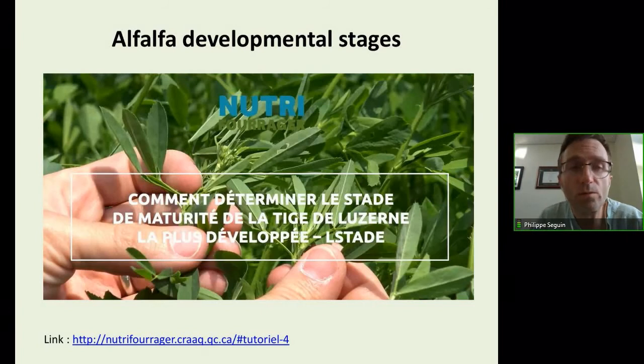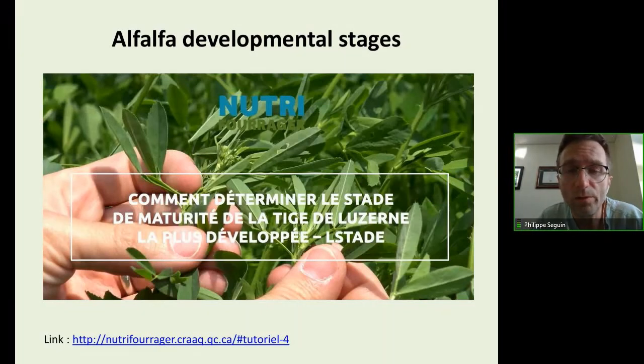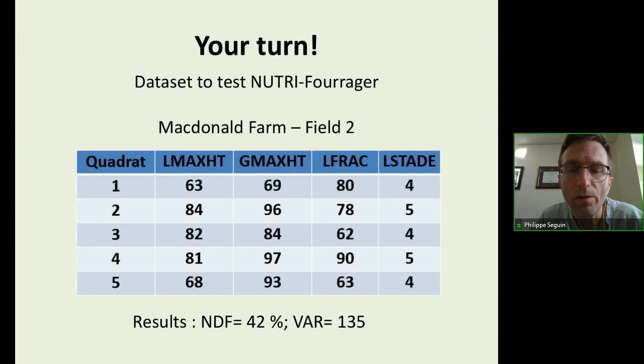So now we've seen how to make that fourth measurement. And essentially it's only if you want to estimate the RFV value. So now essentially it completes the training. What I want to provide you at this point is a data set that you will be able to use for 5 quadrats, and I suggest you try those numbers and input them into the Nutrifoliage web application.